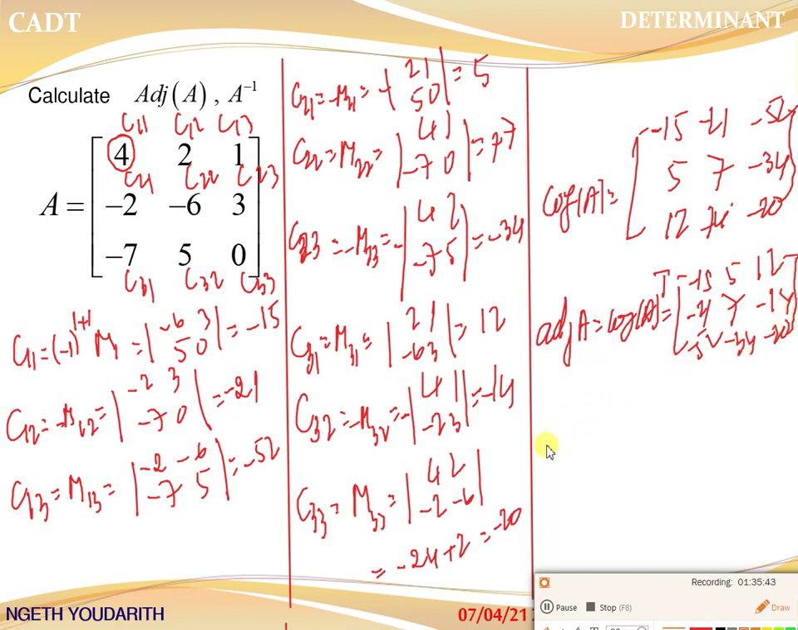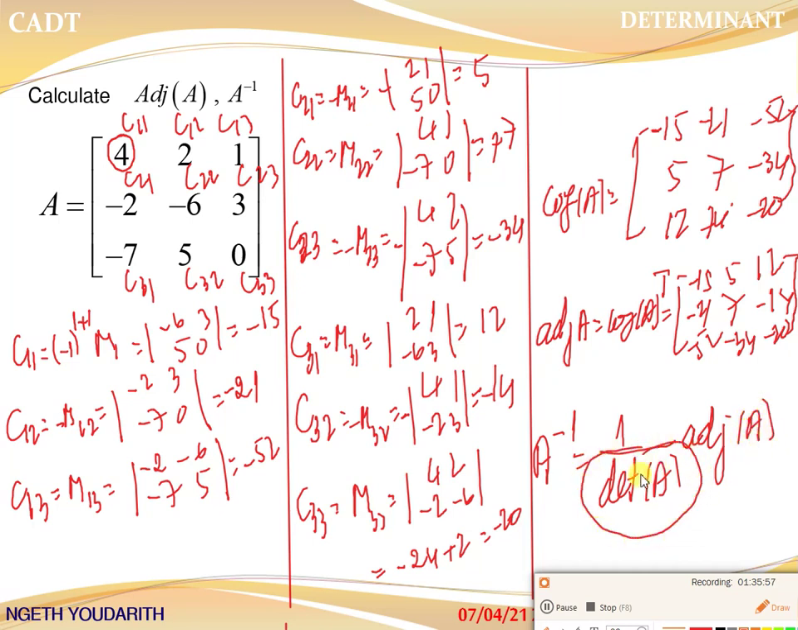So A inverse is 1 over the determinant of A times adjoint A. We find the determinant of A and calculate with the adjoint A, and we can get A minus 1. So this is the formula of our inverse matrix by determinant.